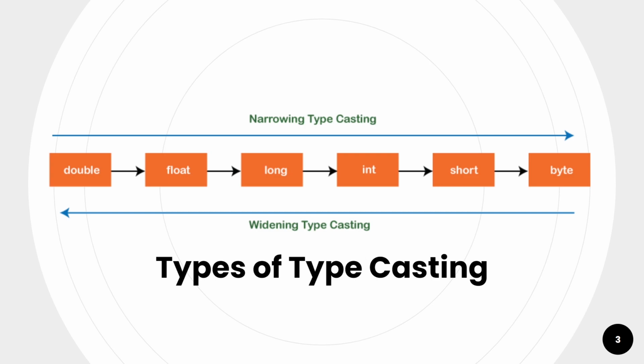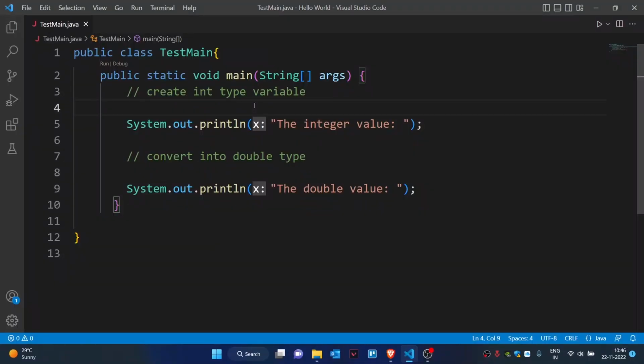This is done automatically and it is safe because there is no chance to lose data. It takes place when both data types are compatible with each other. The target type must be larger than the source type. Here is a simple coding example to understand widening typecasting. In this code, we'll try to create an integer type variable and convert it into a double.